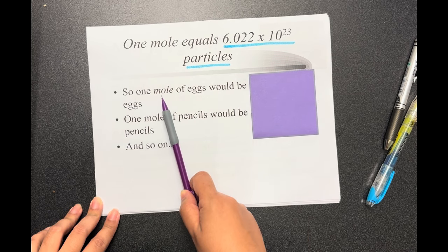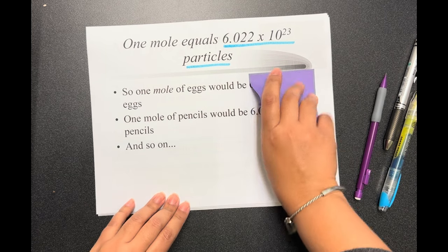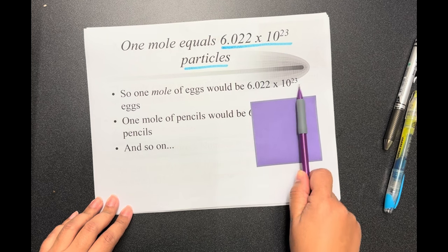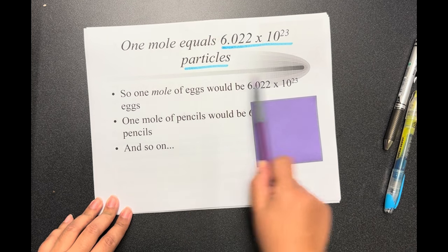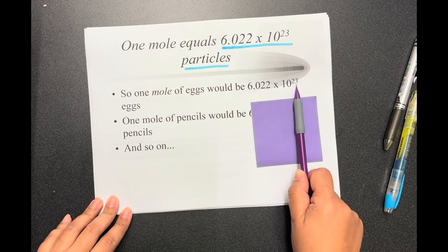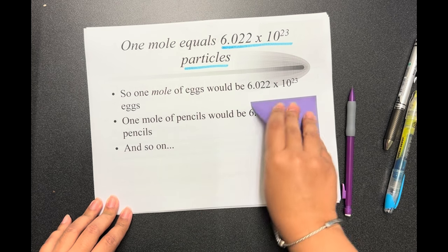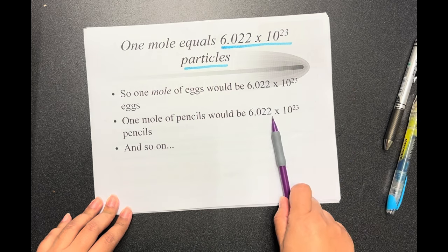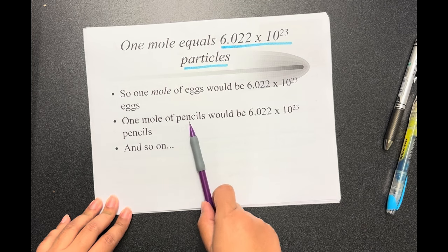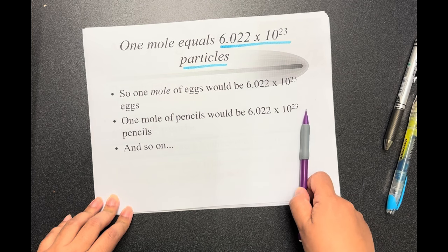If I have 1 mole of eggs, that means that I have 6.022 times 10 to the 23 eggs. If I have 1 mole of pencils, that means that I have 6.022 times 10 to the 23 pencils. 1 mole of anything equals 6.022 times 10 to the 23 of that thing.